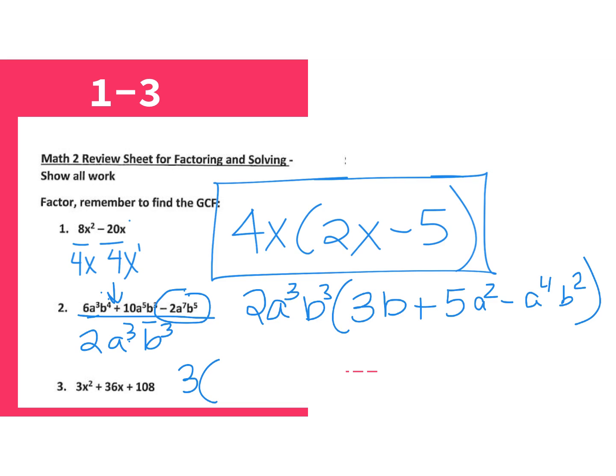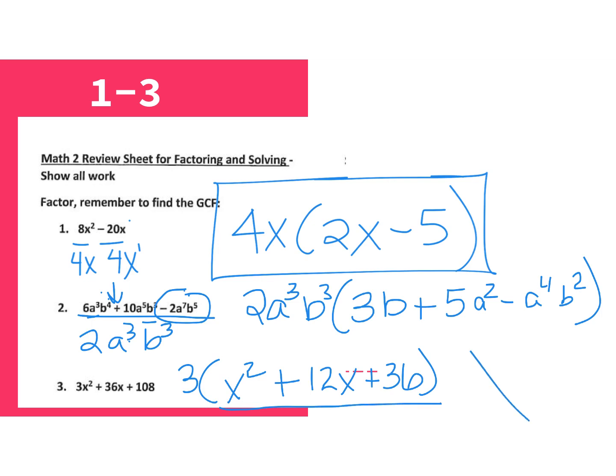I'm going to pull out a 3. So 3 goes into 3 one time, and then I'm just going to list my x squared. I'm going to divide 36 by 3, which is going to give me a 12x, same sign, plus 108 divided by 3, which is 36. Okay, so notice that my answer is a trinomial here because I have 3 terms.